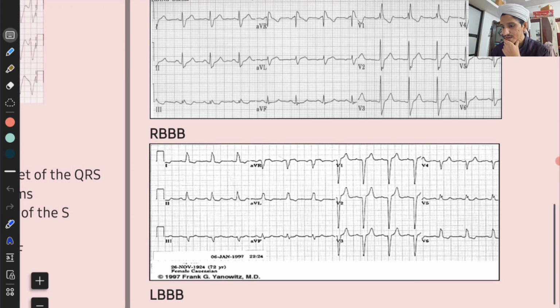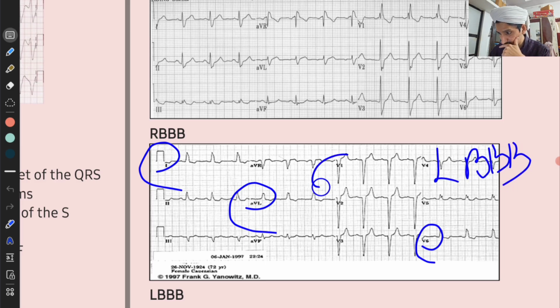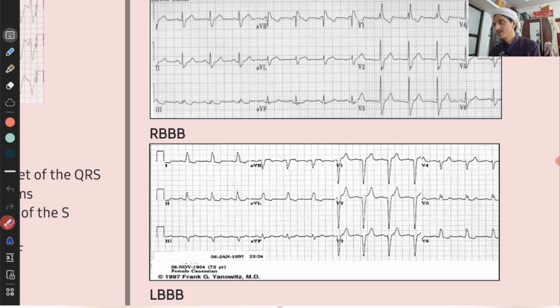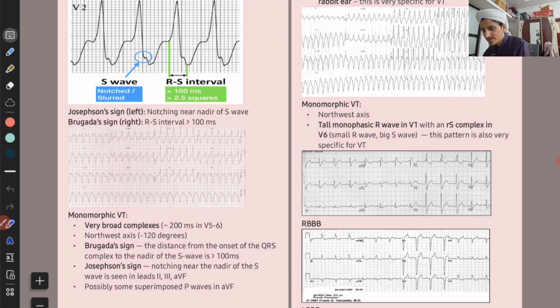Here you see left bundle branch block. In LBBB you also see left axis deviation. See here, there is left axis deviation, and in I, aVL, V6 you are seeing an M pattern. So this is LBBB. In V1 you are not seeing that, you are seeing a monophasic S wave. So a monophasic tall R wave with small r, big S in V6 in broad complex tachycardia is nothing but VT. That you should remember. That is an atypical LBBB, you can say.